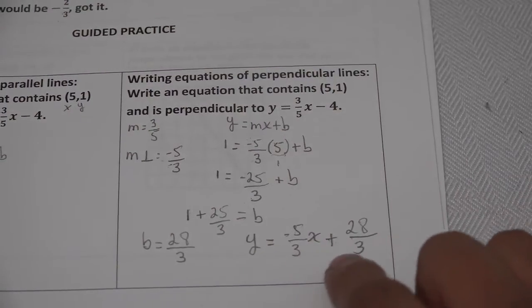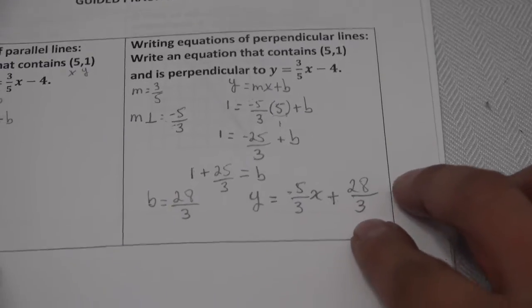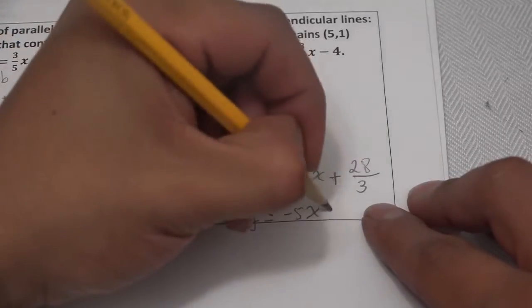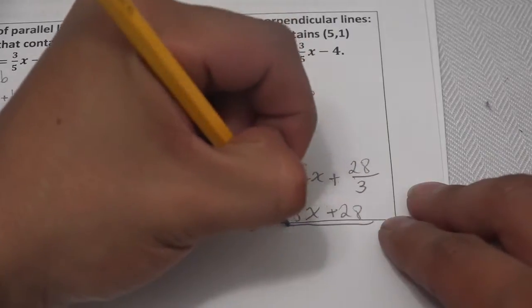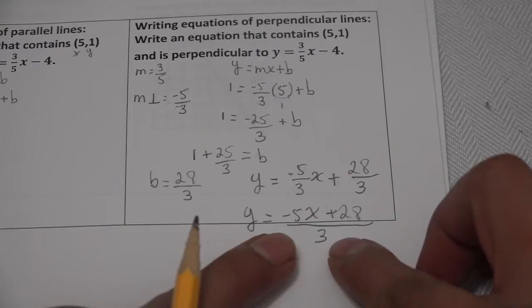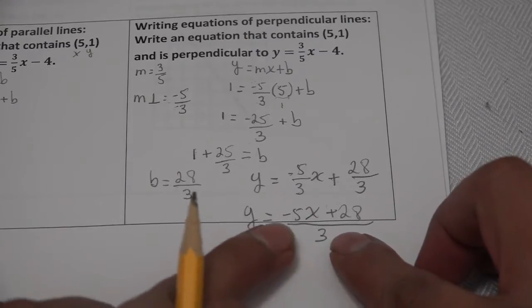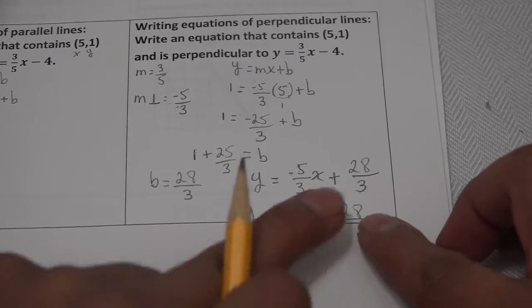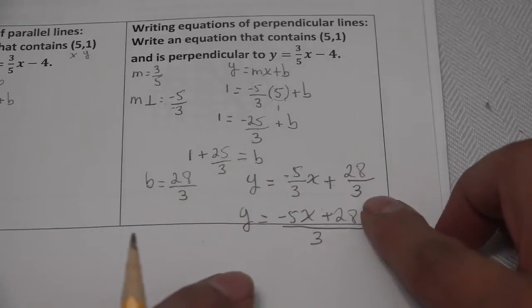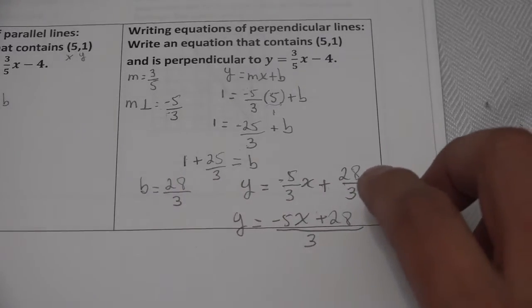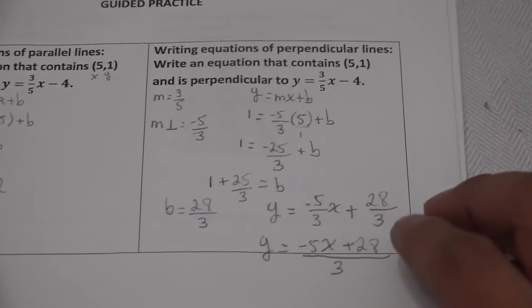Now, this is the way I like to write the equation, but if you want to put everything over 3, then your new equation will be y equals negative 5x plus 28 and everything over 3. Why don't I like this? Because then when I ask you for the slope, you might make a mistake and not really say negative 5 over 3. You might say negative 5. Or for the y-intercept, you might say 28 instead of 28 over 3. So that's why I prefer this form. Anyways, so we did parallel and perpendicular.